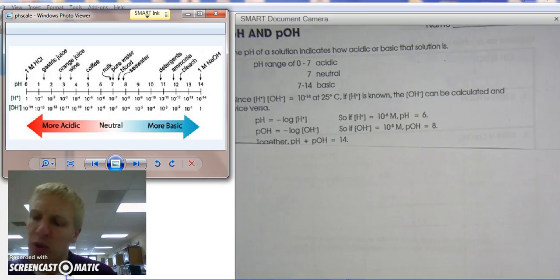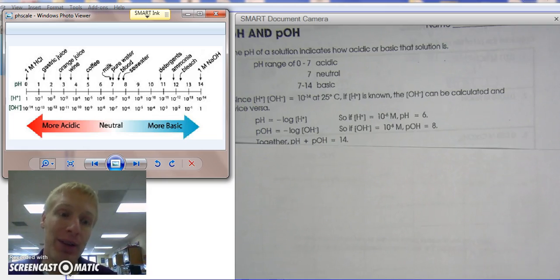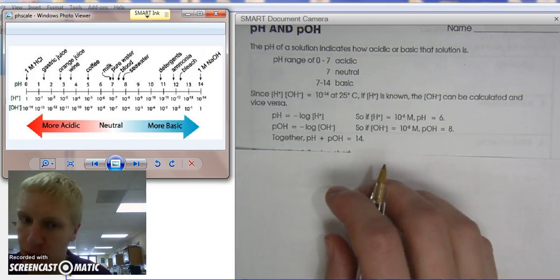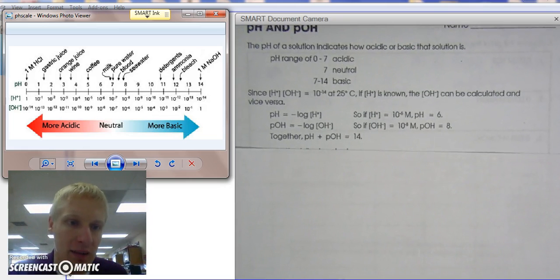Hello, in this video I'm going to be going over pH, pOH, H plus concentration, and OH minus concentration, and how to convert between the two. So first of all, we have a nice little pH scale right here. We have more acidic to more basic. A pH of 0 is the most acidic, pH of 14 is the most basic.